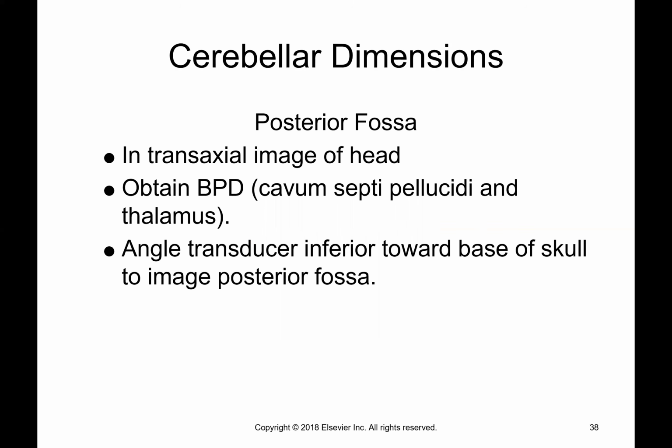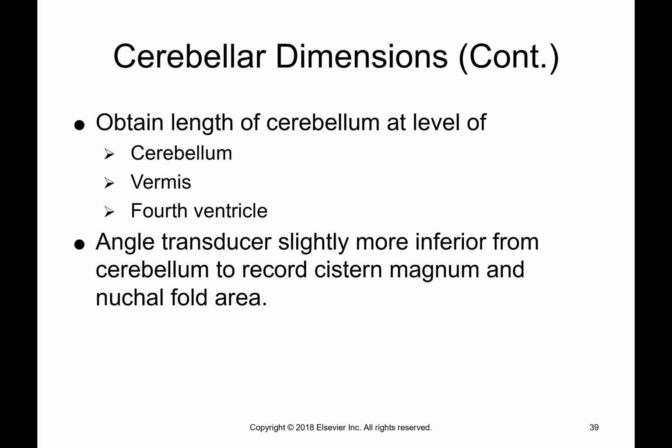We always include this cerebellar dimension, and it's in the posterior fossa. So you obtain the biparietal diameter where the cavum septum pellucidum, I'm just going to say CSP, you guys know that now, and thalamus, and you angle the transducer inferior towards the base of the skull and you image the posterior fossa. The cerebellum actually is amazing at determining gestational age.